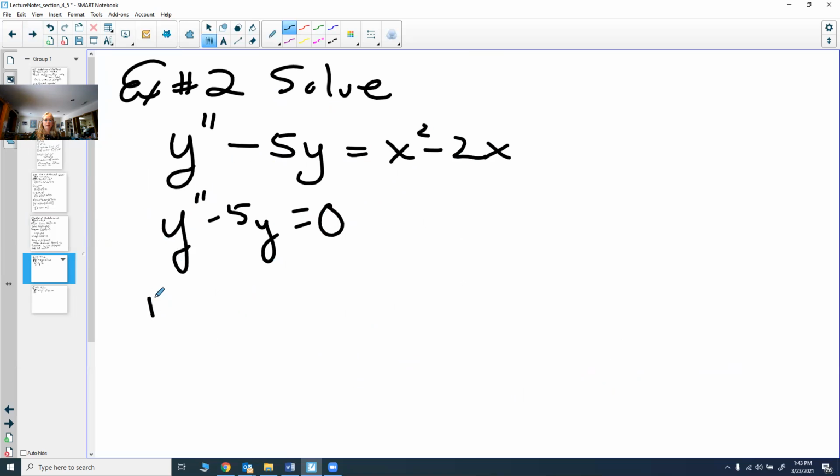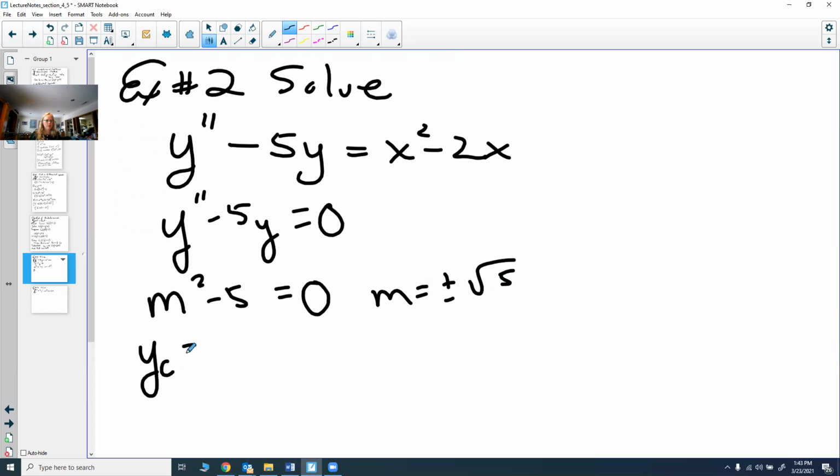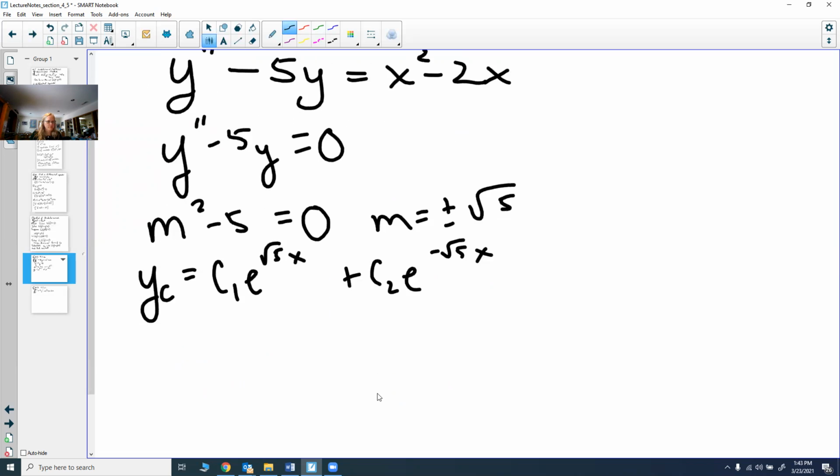We'll get the associated equation, which would be m squared minus 5 in this case. That gives me m is equal to plus or minus the square root of 5. So that means my complementary solution, which is the solution to the associated homogeneous equation, would be C1 e to the square root of 5x plus C2 e to the minus square root of 5x. So we at least know that part. Well, that's great. We could have done that before.